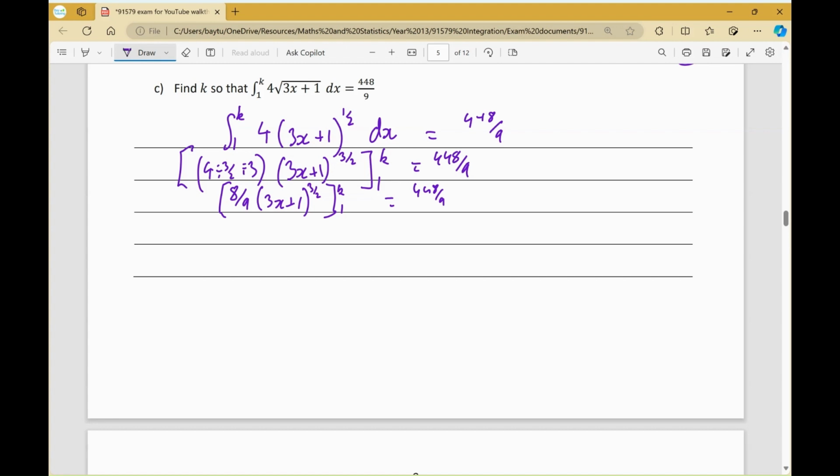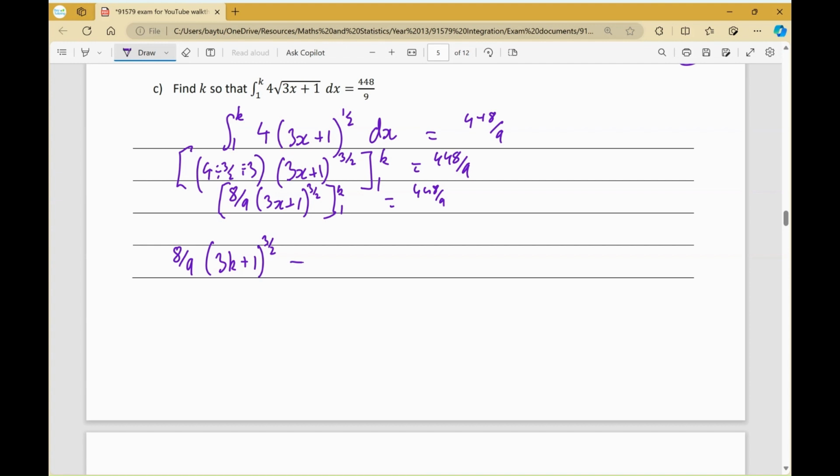So now we're going to work out the definite integral. So biggest value first, which is k. So I'm going to go 8 over 9, 3k plus 1 to the power of 3 over 2, take away 8 over 9, 3 times 1, so just substituting in those values. So all of this should equal 448 over 9.